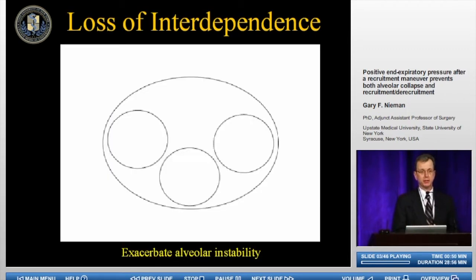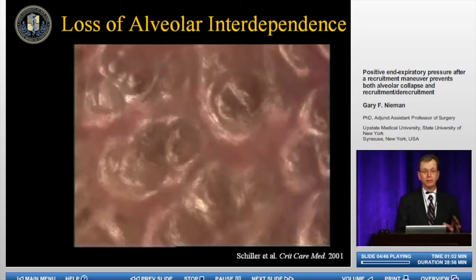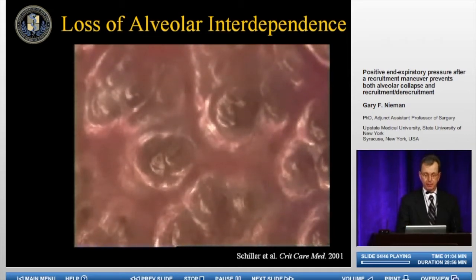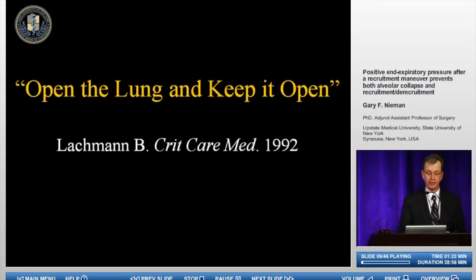And remember, this is the diagram I had of the loss of alveolar interdependence, such that we have a heterogeneously ventilated lung and the alveoli can become unstable. This was just the in vivo validation of that concept. And so now that we, at least from these experimental results, have decided that unstable alveoli are one of the main mechanisms of ventilator-induced lung injury, what can we do to protect the lung? How do we prevent VILI with this knowledge?